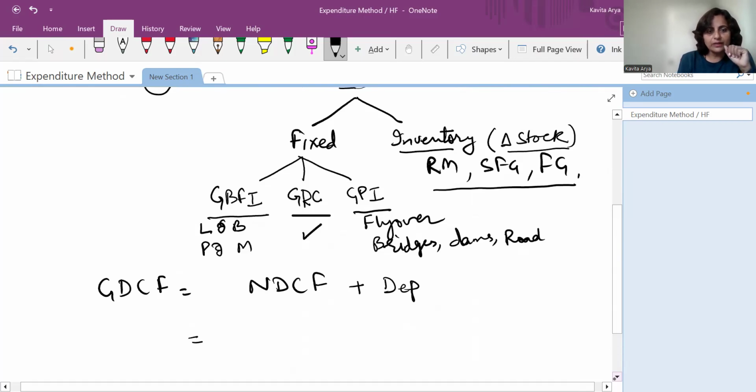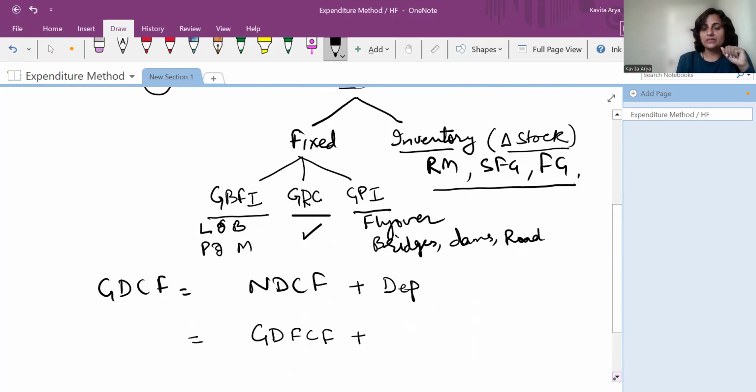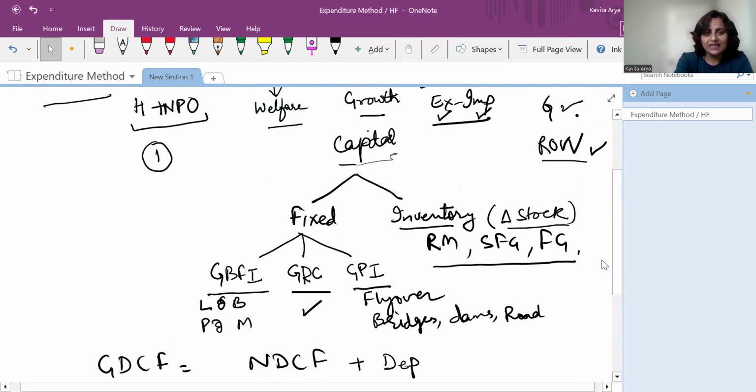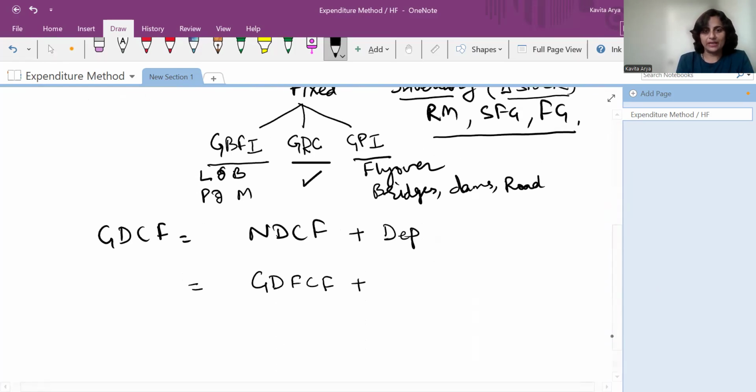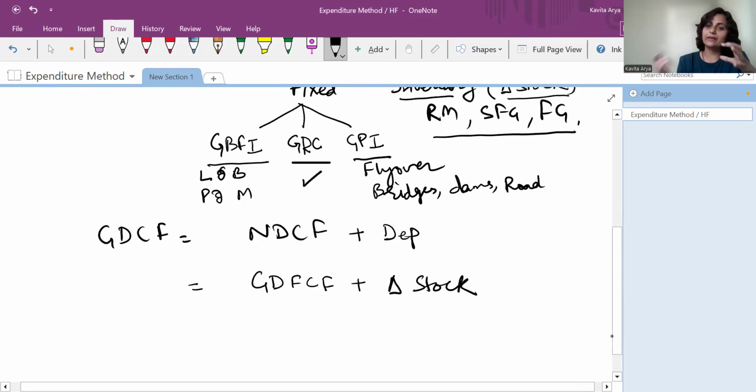Sometimes we are also given GDFCF. What does this mean? That is gross domestic fixed capital formation. It means the half-hearted part is given. See, the capital and only this fixed component is given here and inventory is missed out. So what is the remedy? When we are given GDFCF, we have to add change in stock to make it full GDCF component.